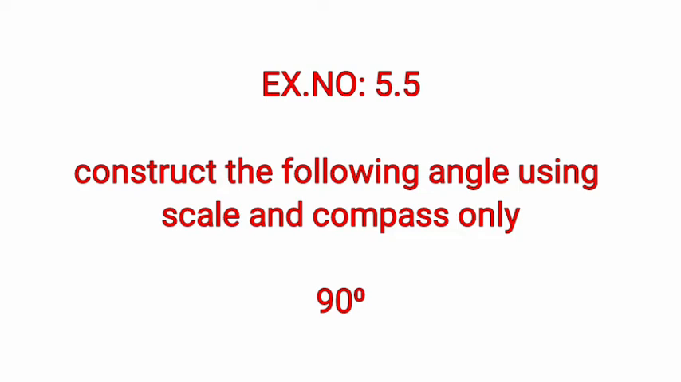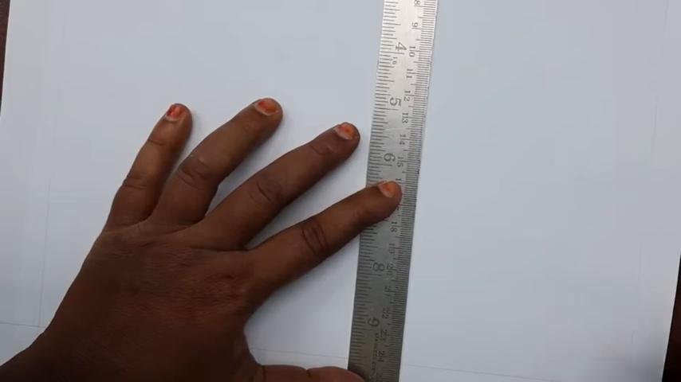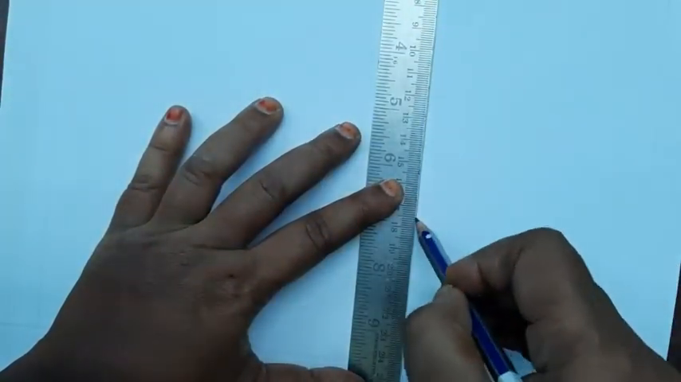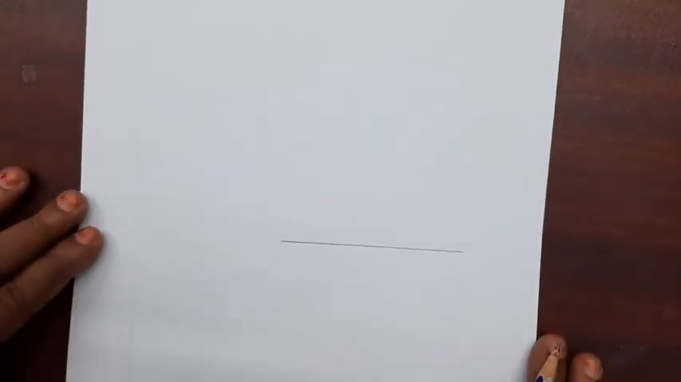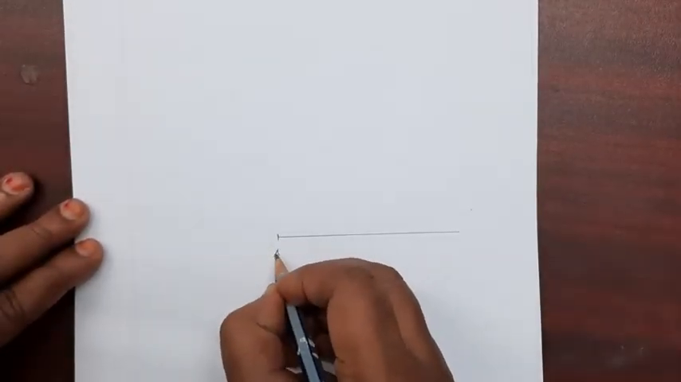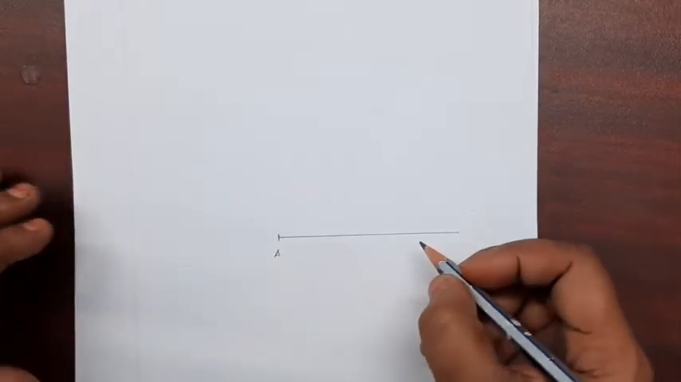Next, in exercise number 5.5, we are going to construct the following angle using scale and compass only. Here we are going to construct 90 degree. For constructing 90 degree, first we have to draw a line segment of any measurement and mark a point A on it.